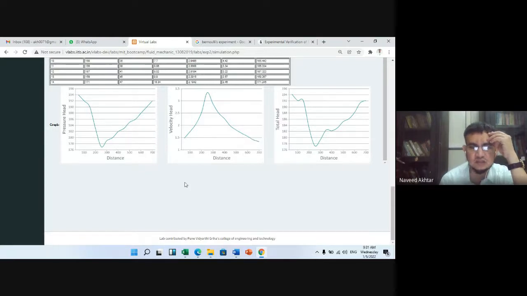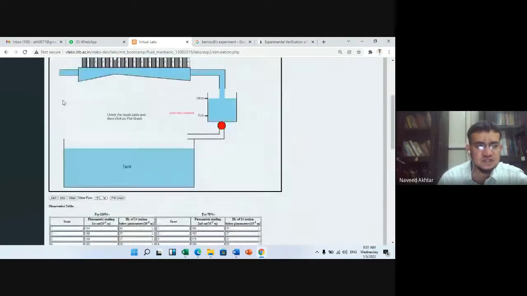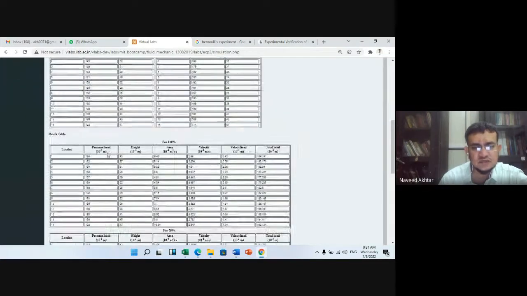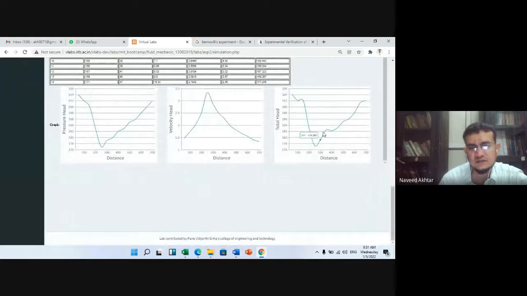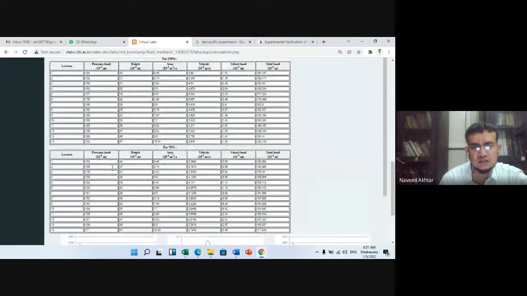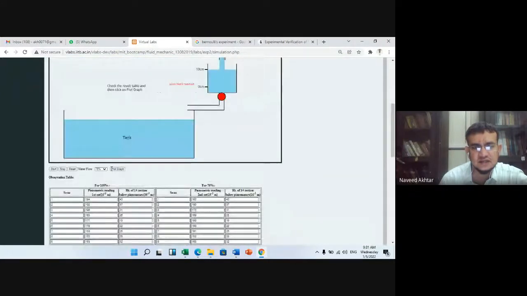Okay. And then total head, if you add this, it will be like this pattern. This is the total head with respect to the distance. So because there is divergent and convergent, the head, you can see, follows this pattern, and the graph is also the same. Okay. So this nothing but proves the Bernoulli equation at any section.